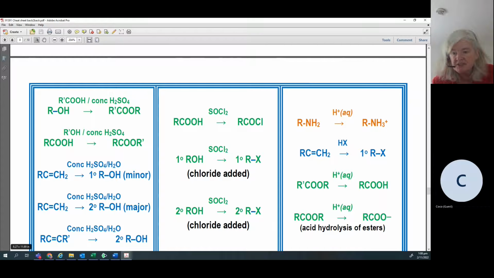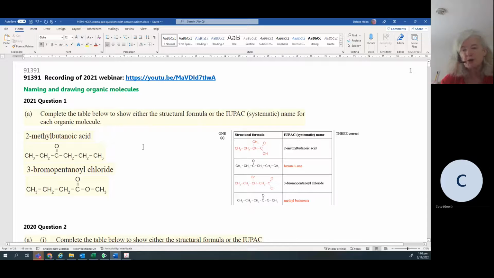Past papers say acidified dichromate, yes, acidified dichromate can also be used. So both acidified dichromate and permanganate can be used for both primary and secondary alcohols to oxidize further. Right, I hope I cleared that up. Okay, so let's now go to the past questions.